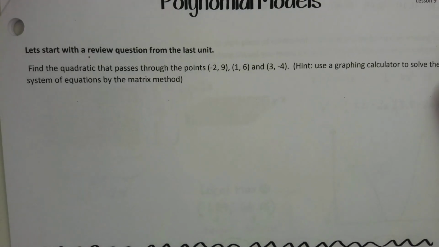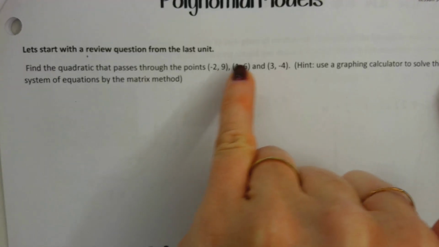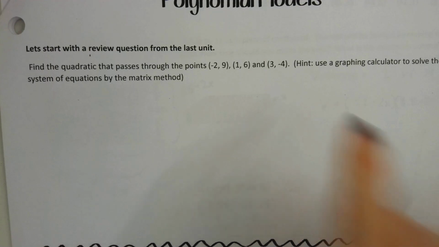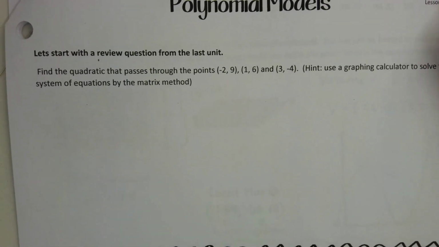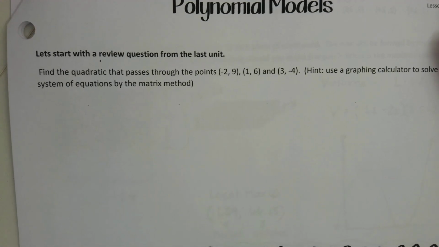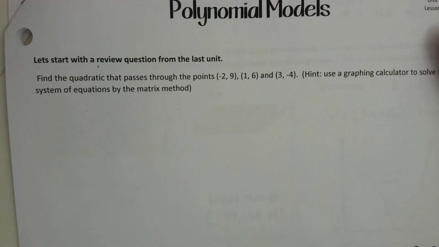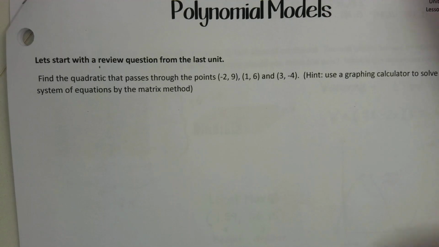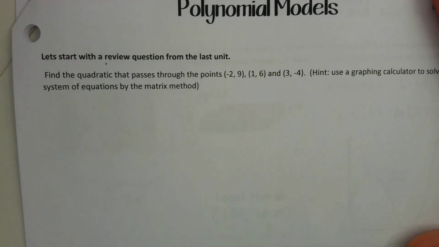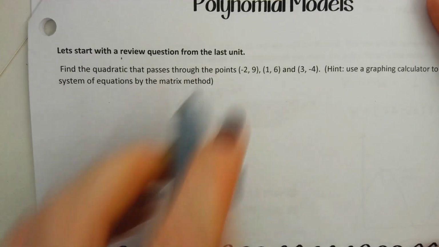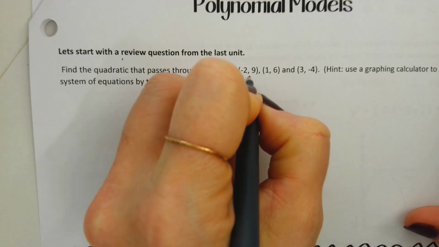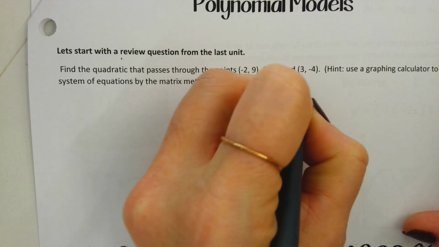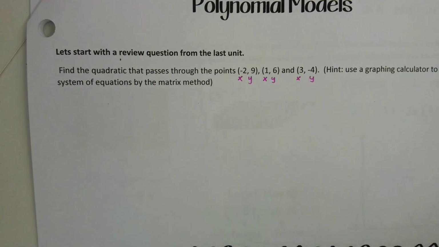that passes through the points -2, 9, 1, 6, 3, -4. Okay. So we're not told that any of these are a vertex or anything like that. If you were given a vertex, you could write it in vertex form, but I wasn't given a vertex. I was only given points. So what we had to do is say each one of these represents an X and a Y, X and a Y, X and a Y.